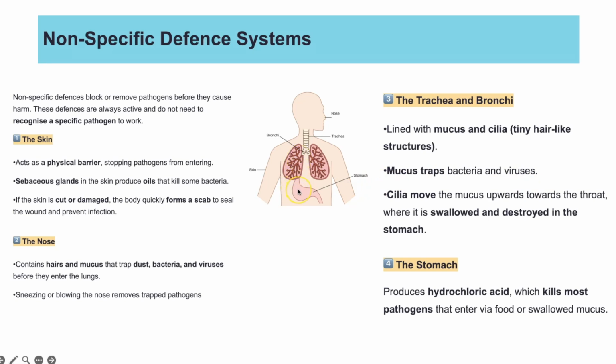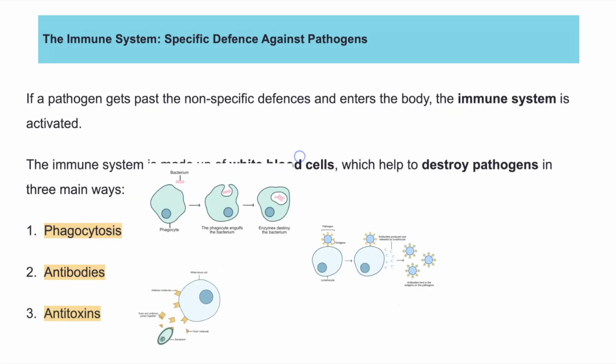Lastly, the stomach. The stomach has hydrochloric acid within it, which is a very strong acid. So we just said that the cilia will sweep the mucus up and you might cough it out or you might swallow it. If you swallow it and it's going into your stomach, it then has hydrochloric acid within it, which can kill most pathogens. So it's going to help to destroy any pathogens in swallowed mucus or in any food or drink that you have eaten.